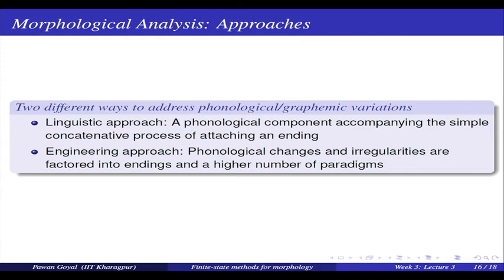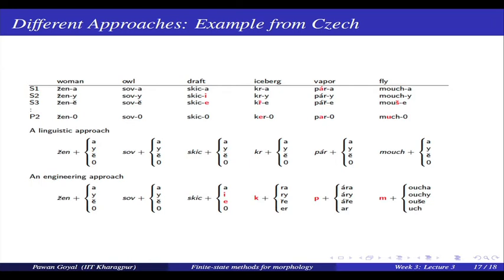So here is one example from Czech. What you are seeing here, there are various words: woman, owl, draft, iceberg, vapor, and fly. For each of these, you have the actual word, like for woman it is shen, jdn, and for owl it is sov. So these are the root words, and there are various affixes that are applied in various grammatical functions that are abstracted using S1, S2, S3, and so on, and P2. Okay, you might treat them as singular, plural, and so on. So to a given root word, various suffixes are being applied. So what you are seeing here are the final forms.